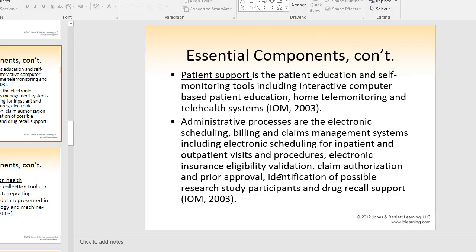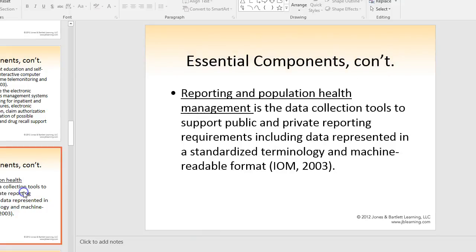Identification of possible research study participants, and drug recall support, which is really important. It's really hard. You know, when I see drug recall support, I used to just stay up at night thinking, oh my gosh, how am I going to find out who's on this? Well, your EMR helps you out with that. And reporting and population health management.